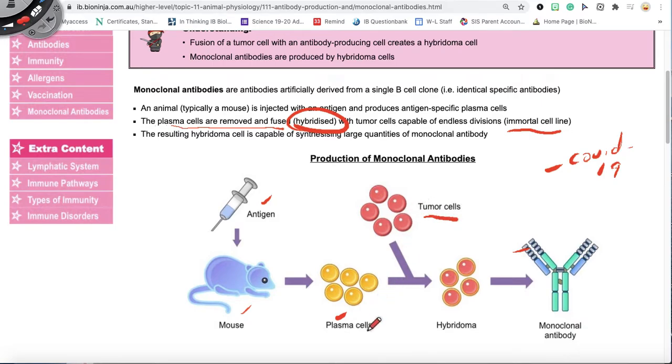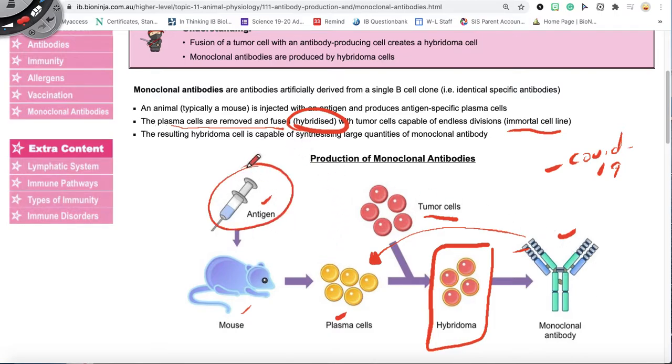So anyways, you take these plasma cells that are made by the mouse and you hybridize them with these tumor cells. So now you end up with a hybridoma, and this hybridoma is capable of synthesizing large quantities of monoclonal antibodies. And they're called monoclonal because they're specific to these plasma cells that were induced by this specific antigen, and they're all clones. So they're going to target specifically, right, specific immunity, they're going to target specifically this antigen here, which has induced the whole immune reaction.